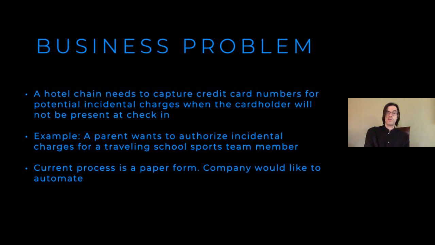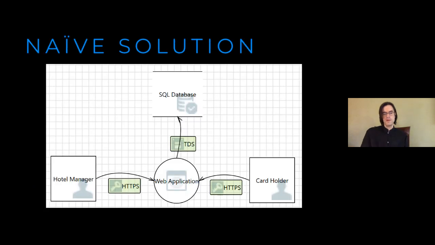The hotel's current process is a paper form. To their credit, they know that this is not a good solution, and they'd like to automate this and come up with something that will protect their data. So I think it's obvious that there are some security problems here. You may see some, but you're very smart people. We want to ask: is there something we can do that will force us to ask the questions about what security decisions we have to make?